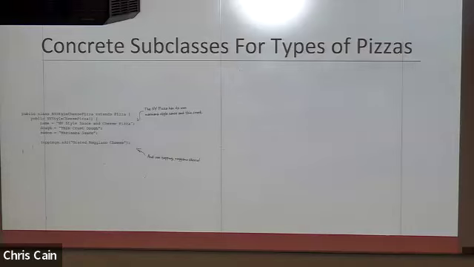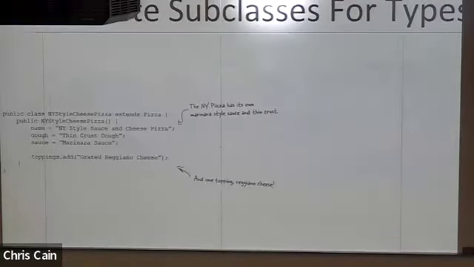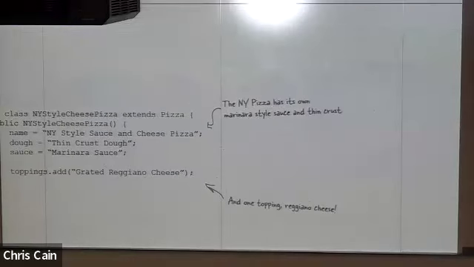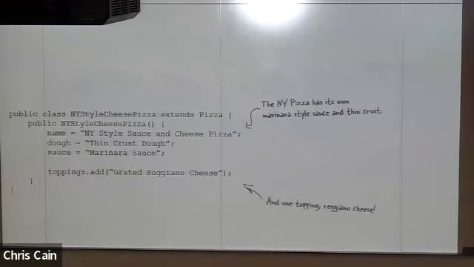So here's an example of the New York style cheese pizza. So we set the name to be New York style sauce and cheese pizza. We set the dough to be thin crust dough because New York style says we have thin crust. Sauce is marinara sauce for a cheese pizza. We want to add the toppings. There's just going to be one. Reggiano cheese. Great, that's a whole pizza.